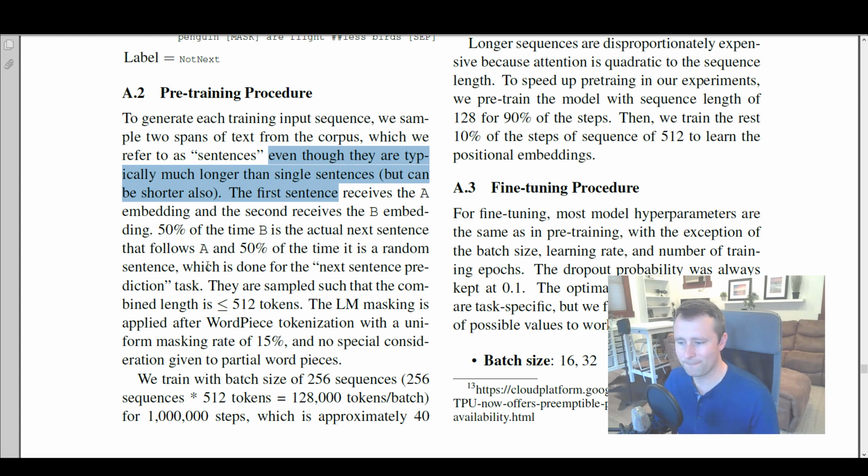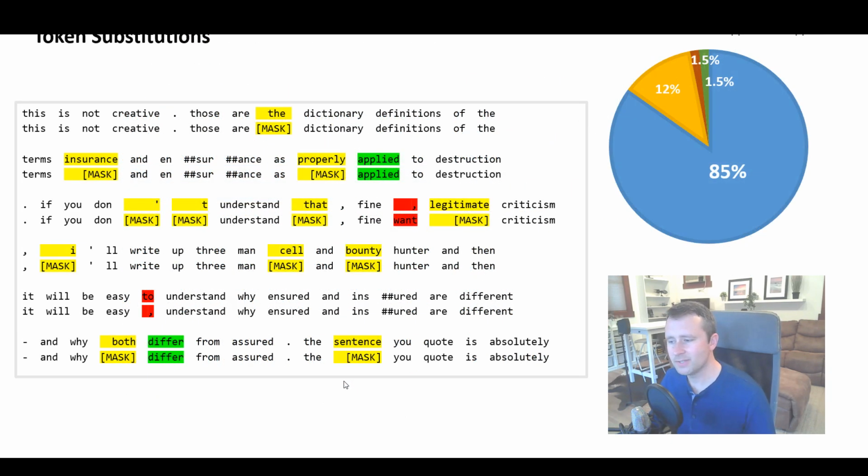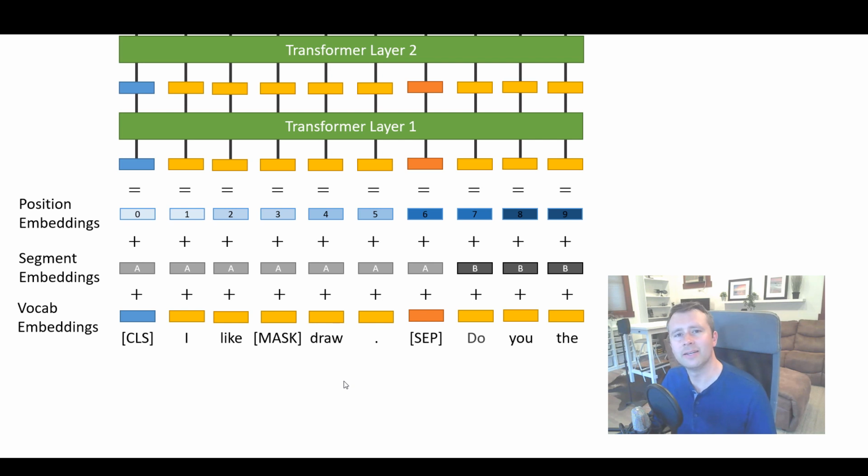How does BERT know which tokens belong to the first sentence versus the second sentence? It seems obvious in these illustrations because we've laid them all out and separated them. BERT doesn't have that information though. So the way that's communicated to BERT is actually with these segment embeddings.